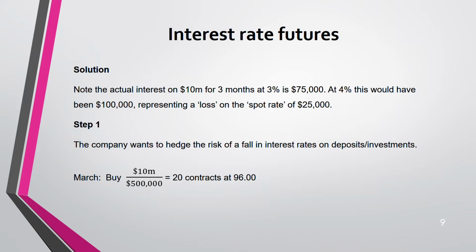Okay. So get the number of contracts. 20 contracts. How? 10 million divided by contract size, which is 500,000. It was given in the previous slide. So 20. At which price? 96, because it is at 4%. Then step 2. Interest rate fell down. You sell at that price. You opened, now you sell. Sell at what? Same 20 contracts but at 97, because interest rate fell to 3%.